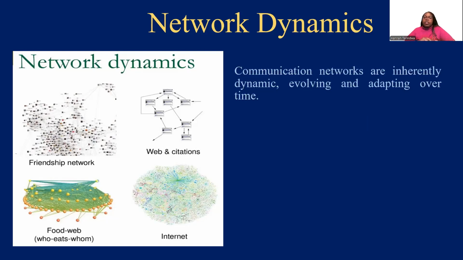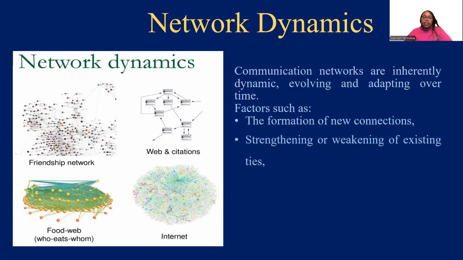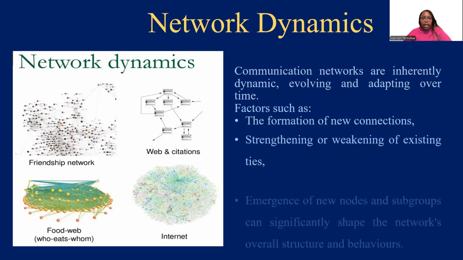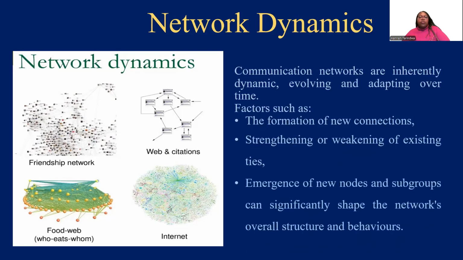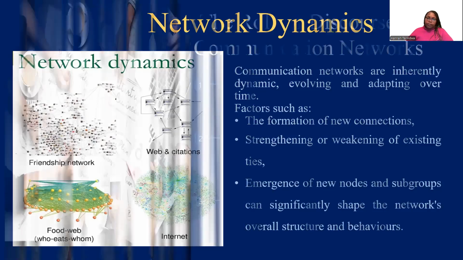But communication networks are inherently dynamic. They're always evolving and adapting over time. So, for example, maybe today you're best friends with Pete. Tomorrow, you're best friends with Sarah. You're no longer talking to Pete. That is a network that has changed. And these are the dynamics we're talking about. So there are factors such as the formation of new connections, the strengthening or weakening of existing ties, and of course, the emergence of new nodes and subgroups can significantly shape the network's overall structure and the way it behaves.